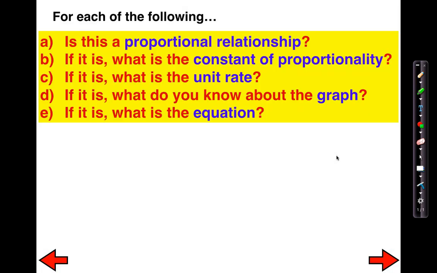Okay, so remember, for the next few problems, we are going to be expected to answer these questions. 1, is it a proportional relationship? If it is, what's the constant of proportionality? And if it is, what is the unit rate? If it is, what do you expect to know about the graph? And last but not least, if it is, what is the equation?